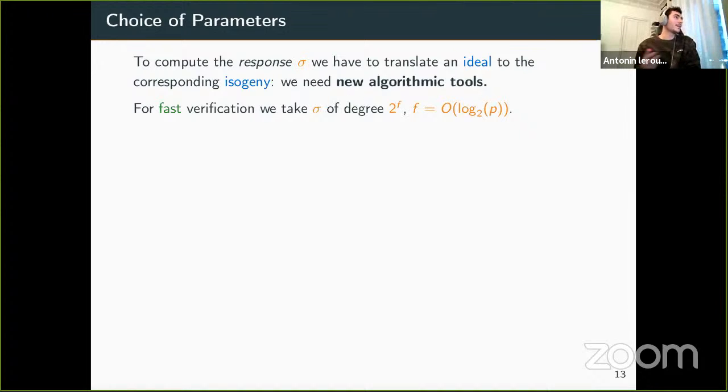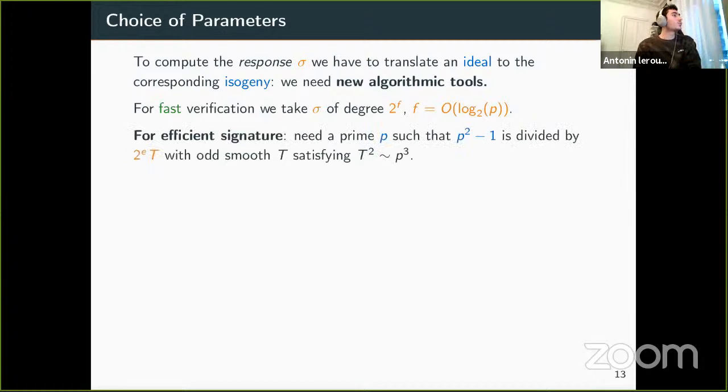And then we have some requirements on the parameters to make our new algorithm efficient. In summary, we actually need a prime p. I remind you that the prime p is the characteristic of the finite field that we consider. So we need a prime p such that p squared minus 1 is divisible by 2^e times t, where e is a small exponent that we want as big as possible, and t is a non-smooth integer satisfying t squared roughly equal to p cubed.